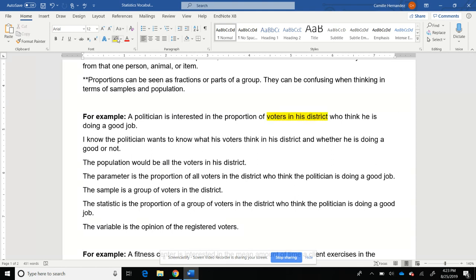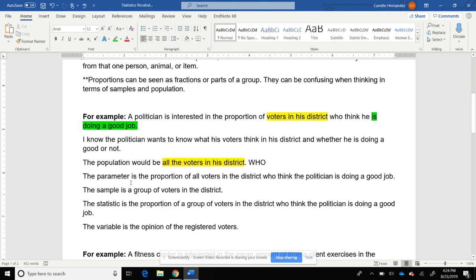So that for me tells me who I'm going to be studying. So for the population, it's going to be all the voters in the district because he needs to account for as many people as he can to see if he's doing a good job or not. So remember, all the voters in his district is the who that he wants to be studying. Now, what he wants to know is, is he doing a good job? So I'm going to put this in a different color. I'm going to do this in green. So he wants to know who thinks he's doing a good job, or what. So remember, the who is the population.